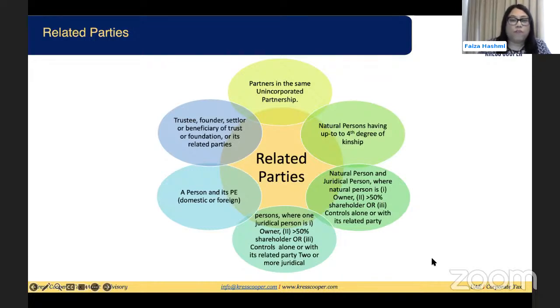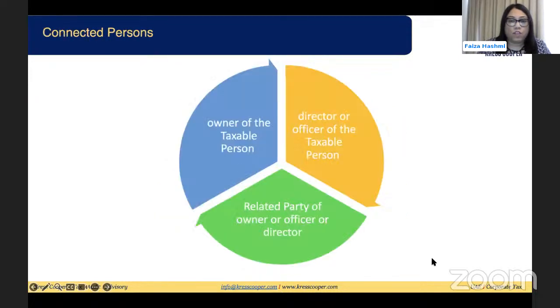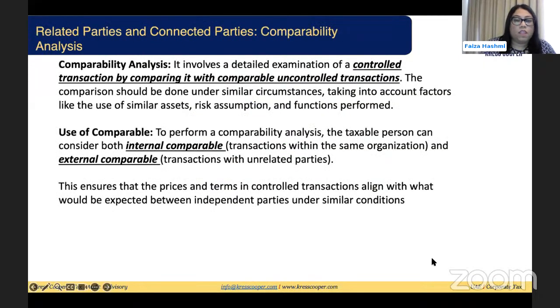So once you've identified who the related parties are, can you shift to the next slide? You have to identify who the connected persons are. Connected persons under the law are the owners, the directors or officers of the company, or any related party of the owners or officers. So basically, once you have identified who the related parties are and who the connected persons are, then you have to do the comparability analysis. Can you shift the slide?